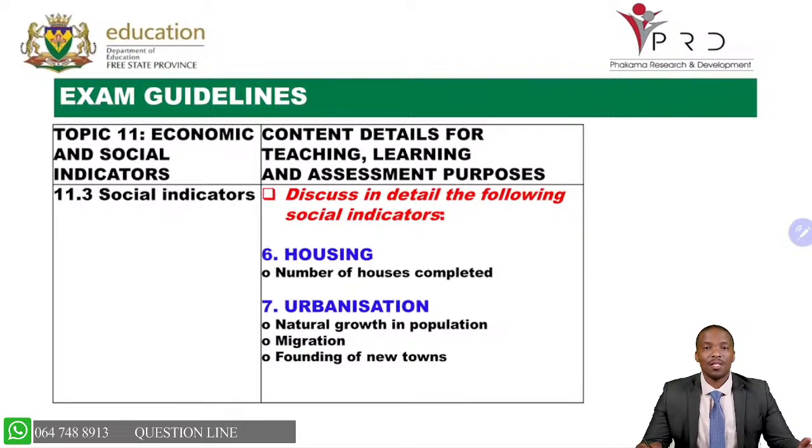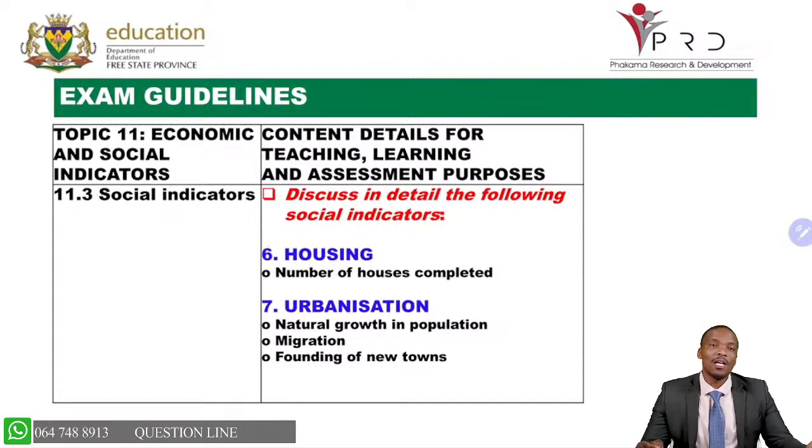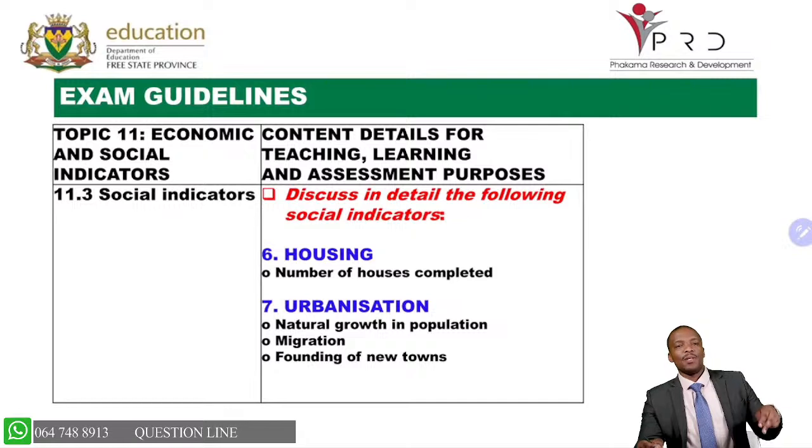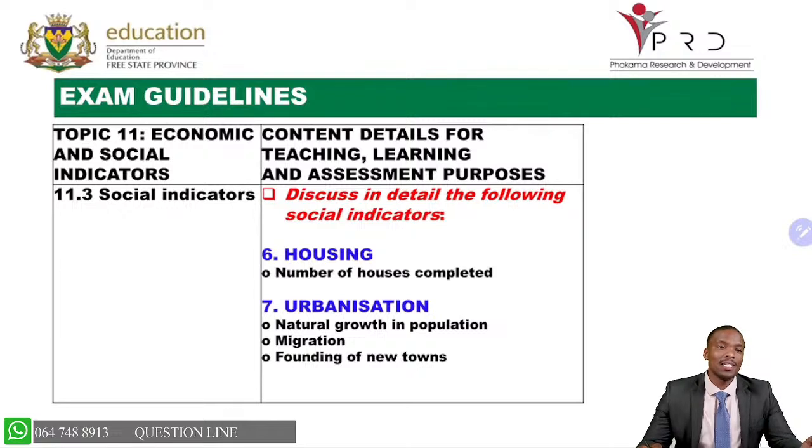Urbanization: we're looking at what constitutes urbanization, or what makes us have urbanization, or the concept of urbanization. Therefore, we'll be looking at the natural growth in population. We'll be looking at migration, as you know that migration is split into two, which is emigration as well as immigration. Then we'll be looking at the new cities or founding of new towns.